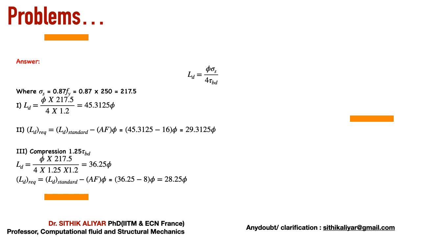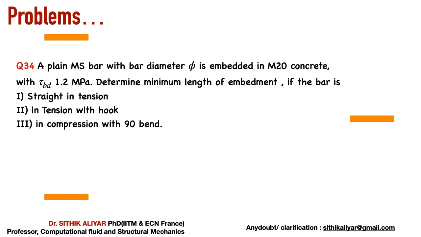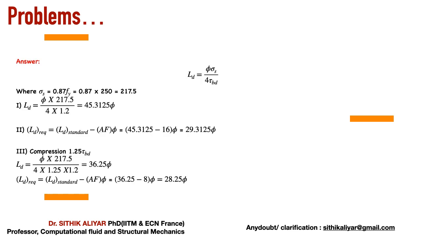I have multiplied 4 into 1.25 into 1.2. So you will get LD standard as 36.25, and they have mentioned you are having a 90-degree bend. If you are having a 90-degree bend, it is 8 times the diameter of the bar. So LD standard 36 minus 8 times the diameter of the bar will give you 28 times the diameter of the bar as your answer.